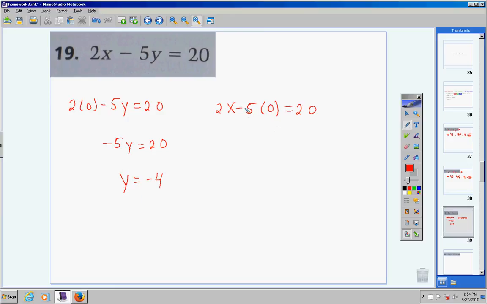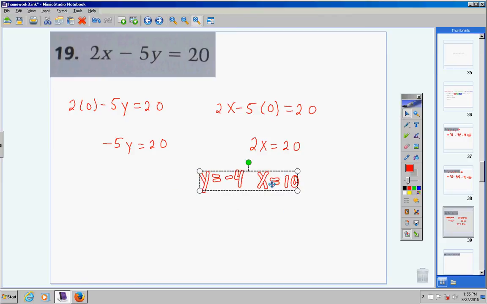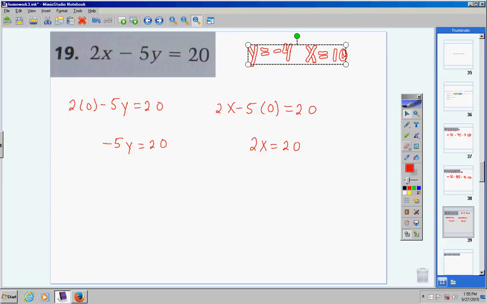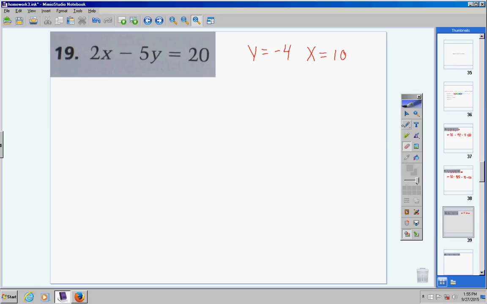Over here, negative 5 times 0 is 0. 2x minus 0 is 2x. Divide both sides by 2, and x equals 10. So now I know the line crosses the x-axis at 10. Okay, so with that in mind, let's grab these two here. Let's pull them up here. And let's graph. Here we go.